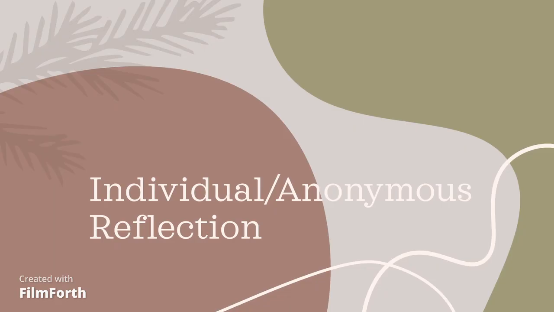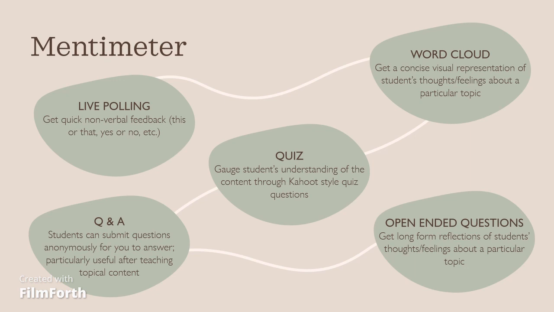The next section will focus on individual or anonymous reflection activities. One really nice website you can use to integrate student engagement into any presentations you do is Mentimeter. So in a regular classroom setting, if you were to have a lecture portion to introduce your topical content, you can make it interactive by asking questions in between, having students raise their hand to show if they agree or disagree, just little things like that.